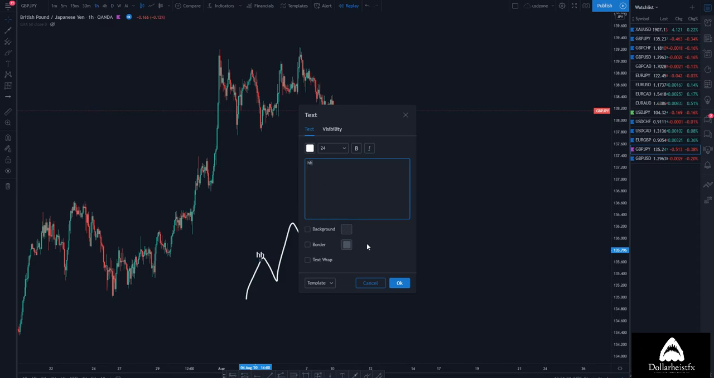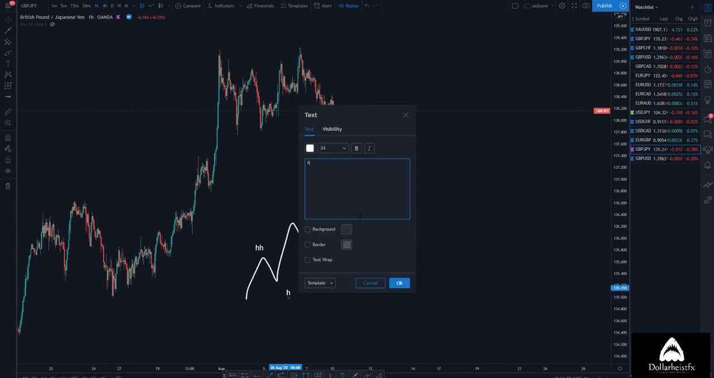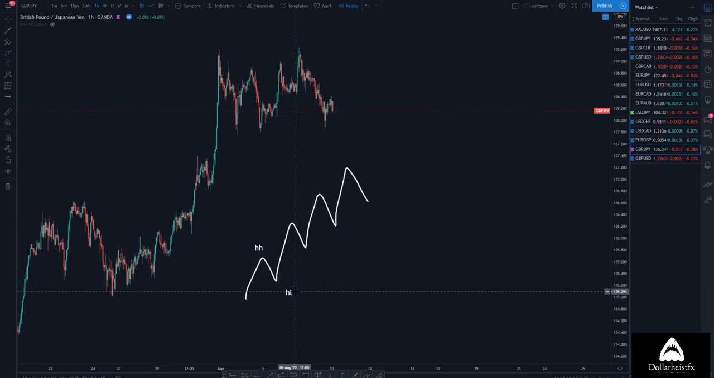I'll put HH, higher high, and then I'll put one more right here, higher low. Higher high, higher low, higher high, higher low. This one is a higher high. Why do I call it a higher high? Because this high is higher than this high.